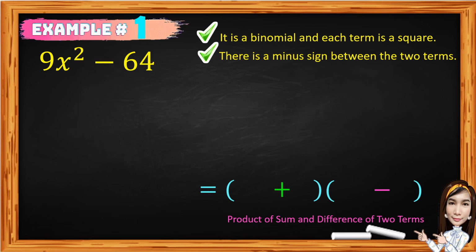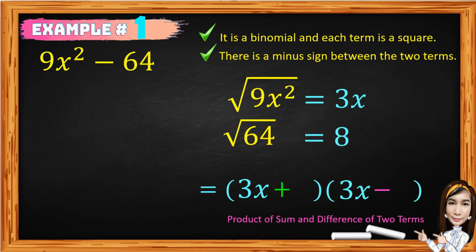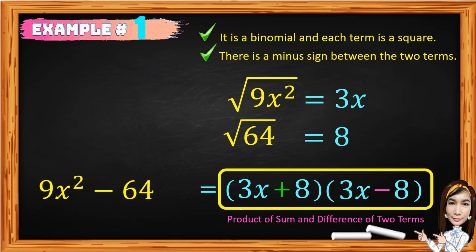Now for the solution, let's get the square root of the first term. The square root of 9x squared is 3x. Square root of 9 is 3, square root of x squared is x. So that will be the first term of our binomial factors. Next, get the square root of the second term, 64. We get 8, and that will be the second term of the binomial factors. So 9x squared minus 64 is equal to the quantity of 3x plus 8 times the quantity of 3x minus 8.